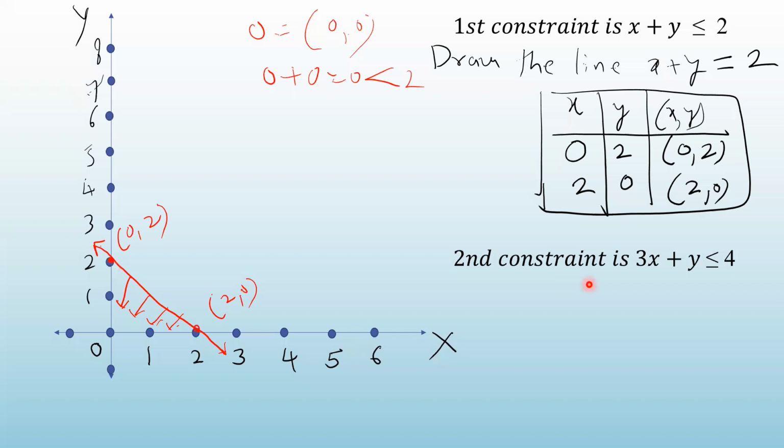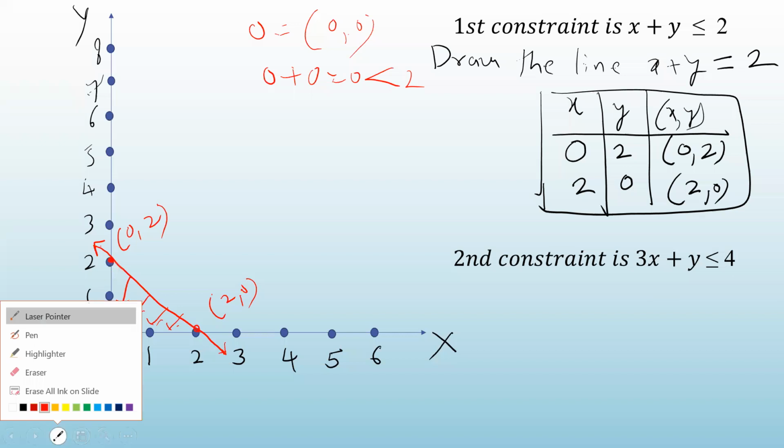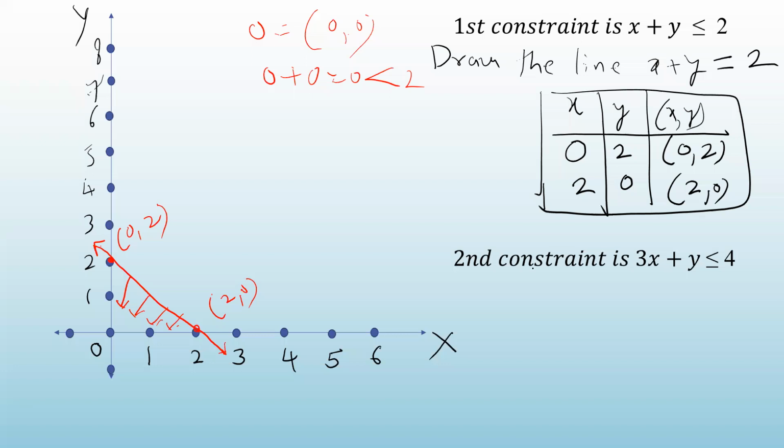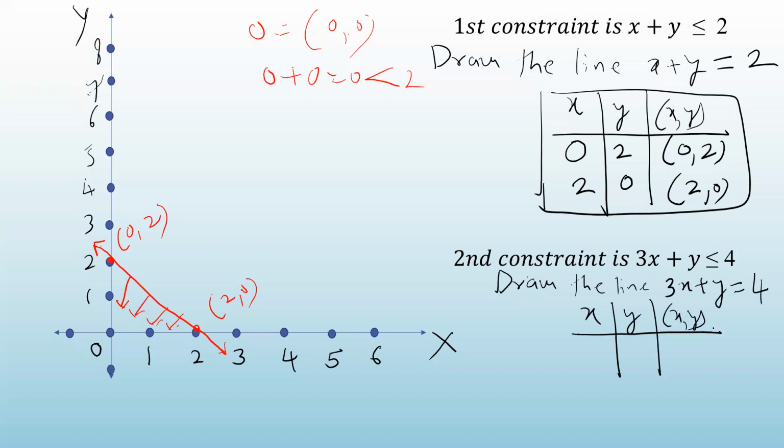Let us see the second. So we have drawn the first constraint. Let us see the second constraint. What is the second constraint? The second constraint is 3x plus y less than or equal to 4. So what I will have to do is first draw the line. Which line? 3x plus y equal to 4. Instead of this symbol, put the symbol of equal and draw the line. Unless you draw the line, you will not be able to draw the region. Okay, so put any value of x and find out the value of y.